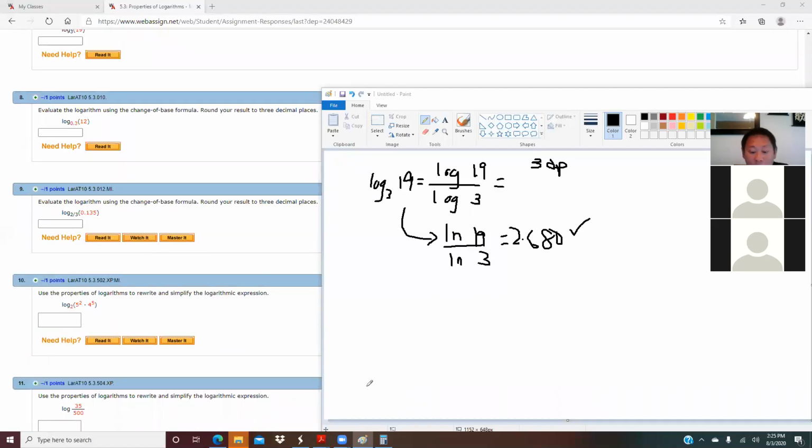Are you guys okay so far? I want you guys to do question 9 on your own now. Go ahead and do question 9: log base 2/3 of 0.135, in 3 decimal places. Question 9. This one is easy, and yes, it's coming out in your test. That's why I want you guys to know the easy one. And still, students still get it wrong. So make sure you get this right.